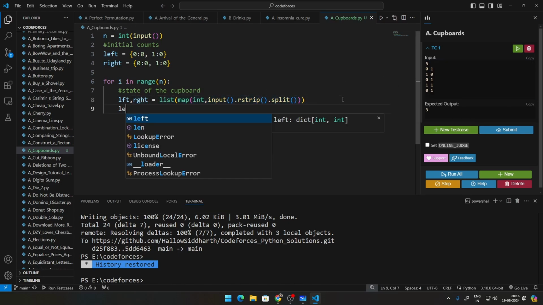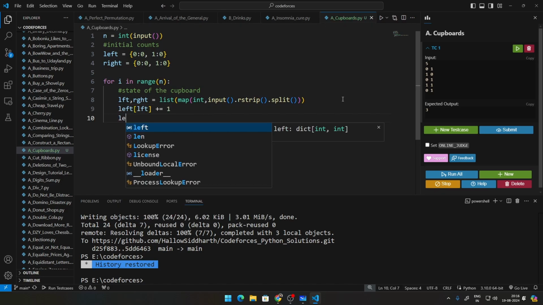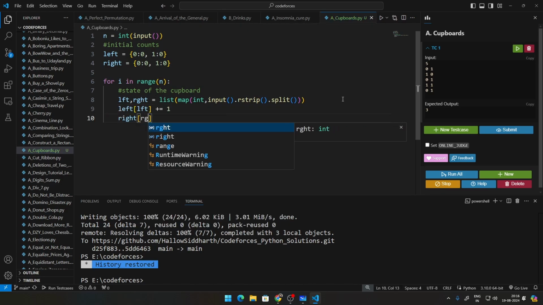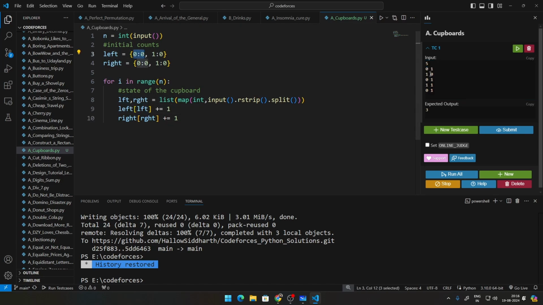Then what we'll do is we'll increase the counter for this particular element by 1, and right of RGHT by 1. So how that works is, in case it's a 0, it'll say left of 0, which will be this particular value, increase that by 1. If it is 1, it'll say left of 1, and that will be here, and increase that by 1. Similarly for right. That's how a frequency distribution works. In case you don't know these values also, there's a different way of doing that. We'll probably see that in a different question.